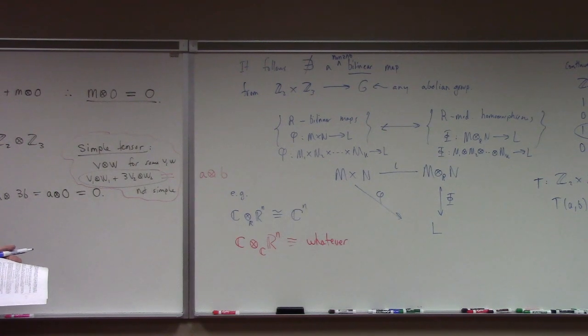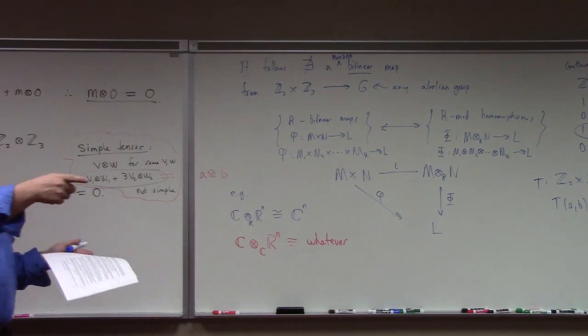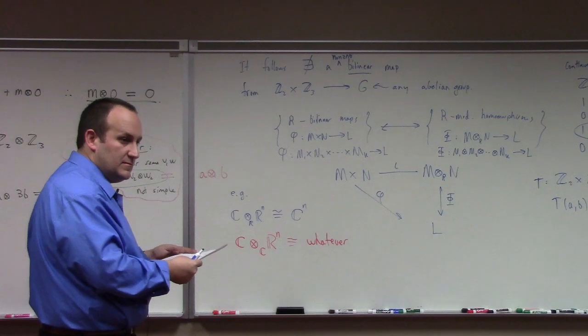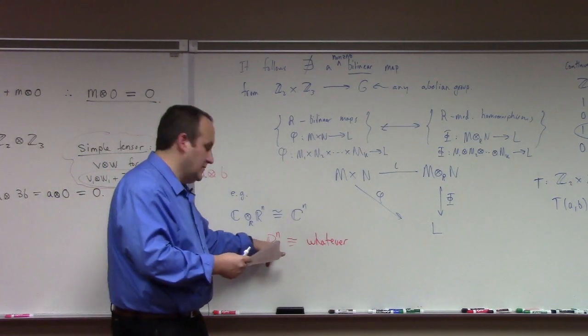I'm tempted to say no for odd dimensions, but I don't know if I have a proof of that. It would have to be like a stupid module structure, like it's just 0 or something. Is that allowed? I don't know, but yeah, for odd n.